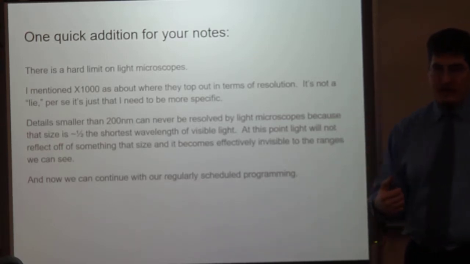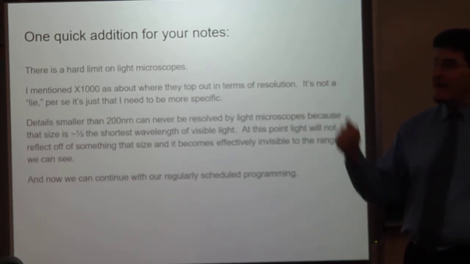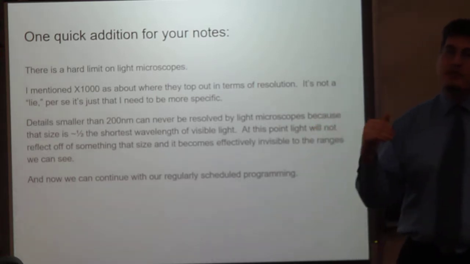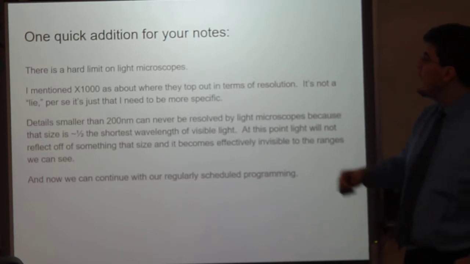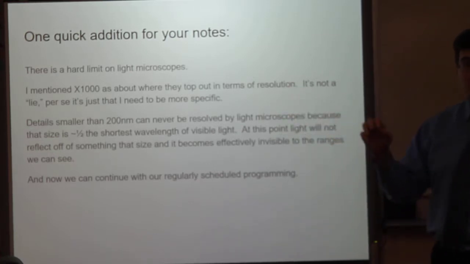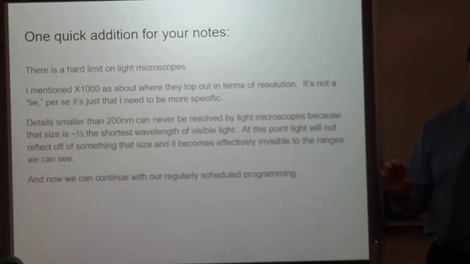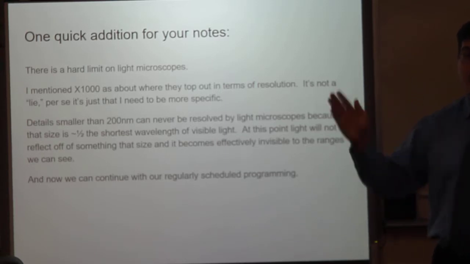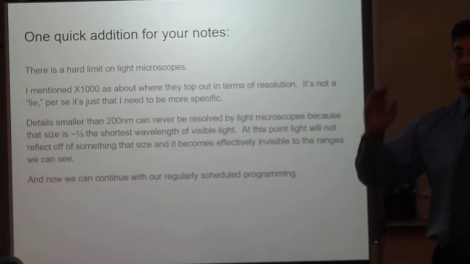Less than half of that wavelength, and light waves cannot bounce off of objects. Visible light waves cannot bounce off of objects. So light microscopes that use visible light cannot resolve anything smaller than 200 nanometers because the visible light wave is too large to actually hit such a small target. It's like firing a cannonball at a mosquito.